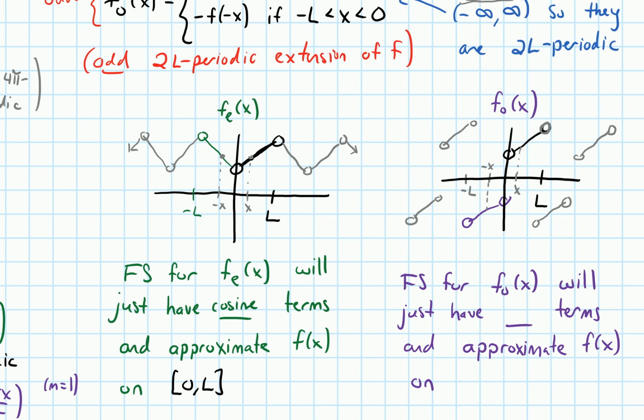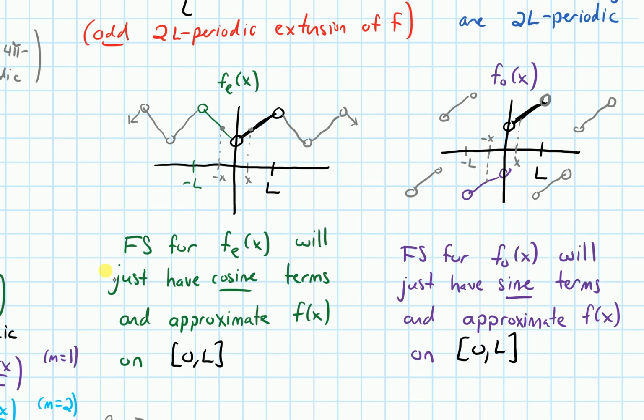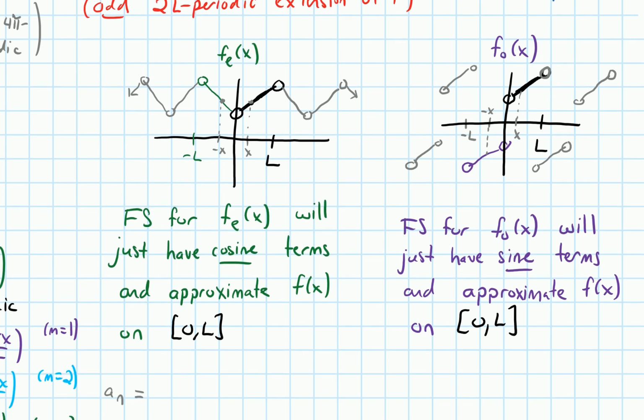The Fourier series for fo of x, the odd extension, will just have sine terms, because this is an odd function, and it's going to approximate f of x, the original function. So here was the original function on the interval from 0 to L. All right, so now let's write down what the coefficients from our Fourier series would look like.